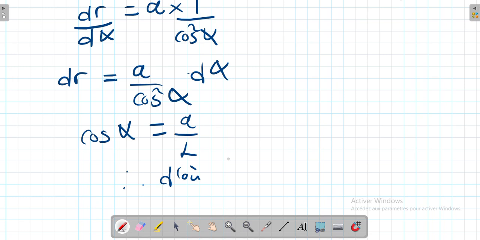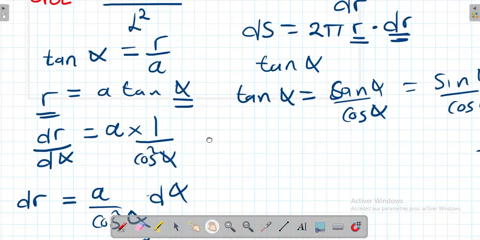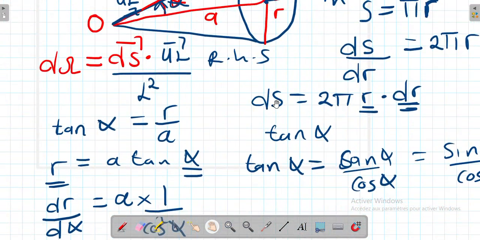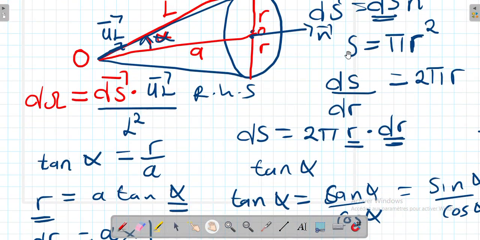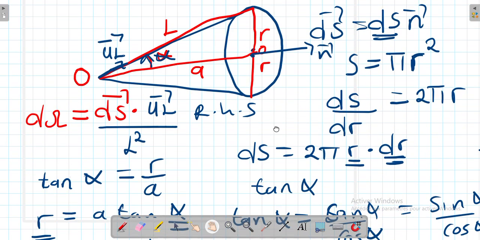L is equal to A cos alpha. In this way, we've managed to express L as a function of alpha. Don't worry about A, it will disappear. So I think I've done everything. Once you do this, you'll have to identify what your S is. The S is the surface area. This is the area of a circle.